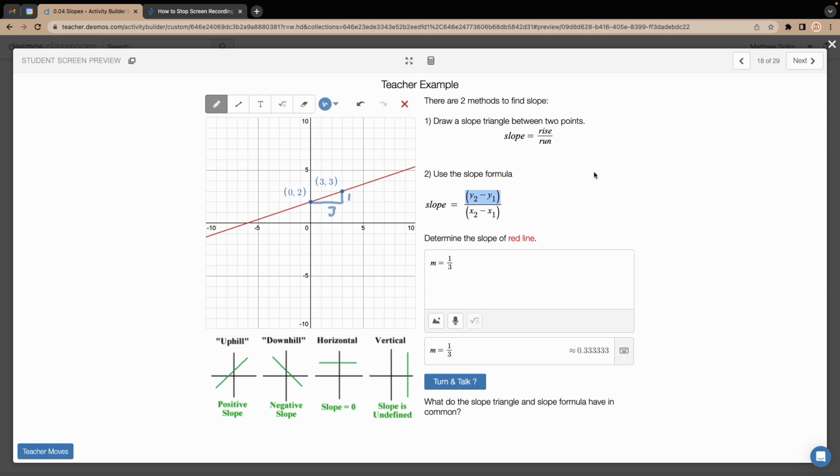Now you should be ready for the cool down. You have two options: using the slope triangle or that y2 minus y1 divided by x2 minus x1. Notice they both have the y on top and the x on bottom.